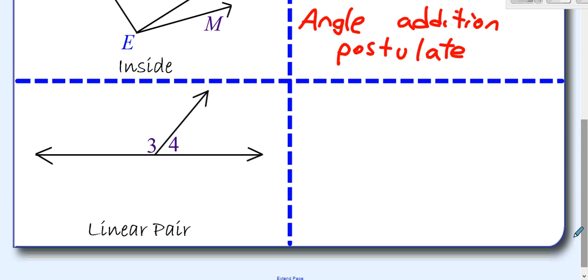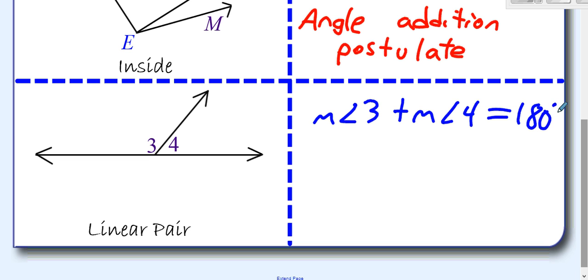And a linear pair is two angles that together make a straight line. It says linear, makes a straight line. So that means the measure of angle 3 plus the measure of angle 4 equals 180 degrees, because it's a straight line. That's the definition.